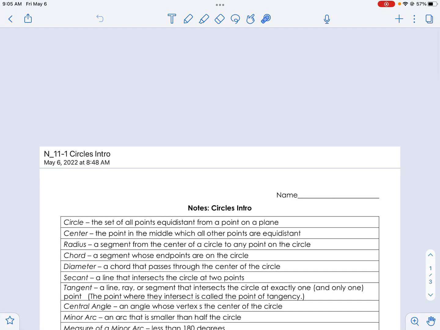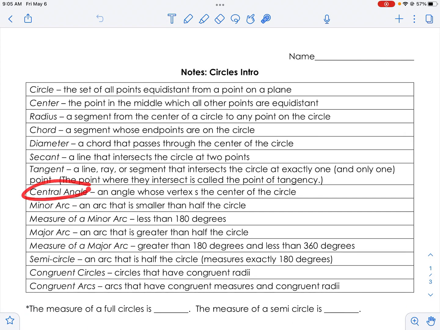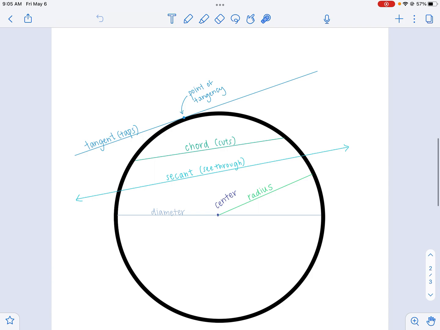So now we're going to talk about this next word, which is a central angle. A central angle is just an angle whose vertex is at the center of the circle. So this right here, we already have one. That is a central angle because the vertex is the center of the circle. This is not a central angle because the vertex is not at the center. This is a central angle because the vertex is at the center. This is a central angle because the vertex is at the center.